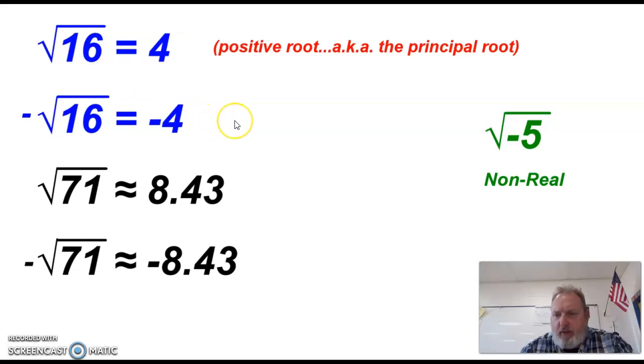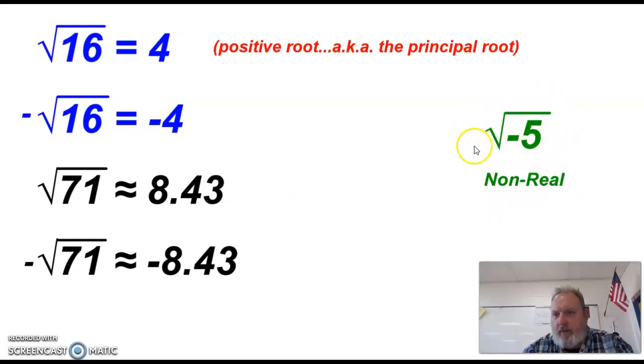So starting off here, just principal square roots, that is the positive root. So you can see here, square root of 16 is 4, square root of 100 is 10, square root of 36 is 6. Those are the principal roots. If you want the negative root, then we will put the negative in front, and that specifies that you want the negative root of square root of 16, which in this case is negative 4. Same thing here if you have an irrational root that's going to give you a decimal. So square root of 71, the principal root is approximately 8.43. The negative of that is negative 8.43.